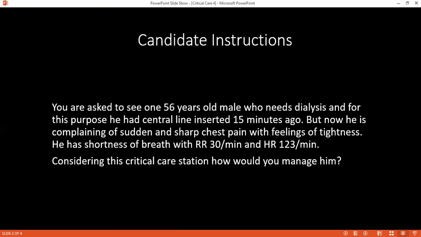Very good. Okay, can you please tell me, when there is suspicion of infection, what are the organisms that you can most commonly expect? So the most common organism is Staphylococcus epidermidis. Very good. And yes, you can also expect Staph aureus infections. Can you please tell me what measures you can apply to prevent central line infection?